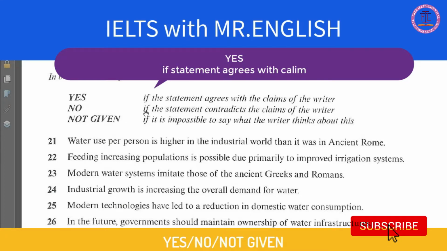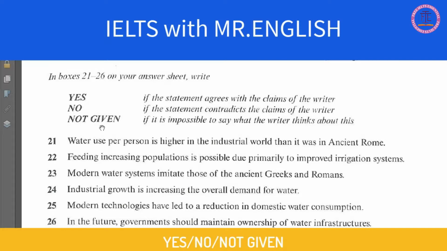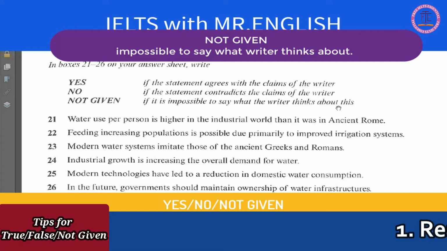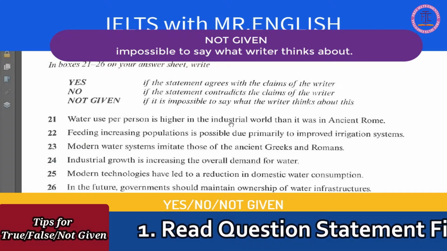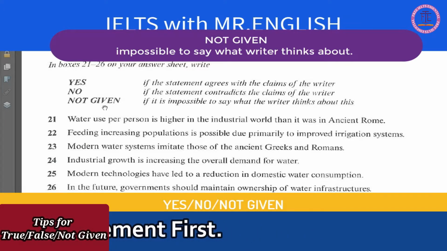Let's talk about if the statement contradicts the claim of the writer. Whatever is mentioned in this statement, if it contradicts, like one contradiction could be there, then it will be considered no. In the case of not given, if it is impossible to say what the writer thinks about this, so there is no probability of relevance between this statement and the statement given in the passage, then this would be considered not given. So let's discuss one by one.